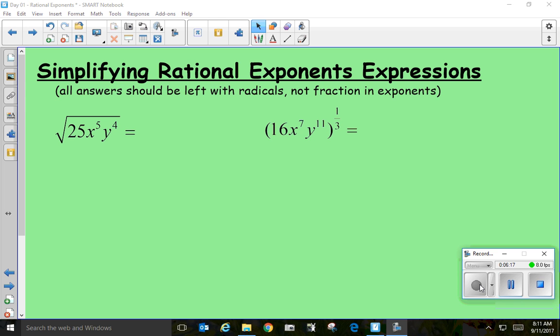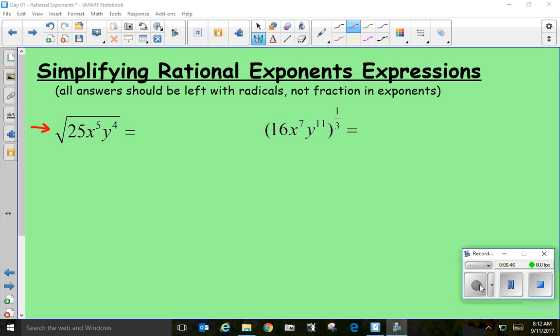Simplifying rational exponent expressions. All answers should be left with a radical, not a fraction in the exponents. I'm going to repeat that. When I simplify these, I want my answer to have the radical in it. I don't want my answer to have the fraction, for now. So does anyone remember how we would simplify this first one here?